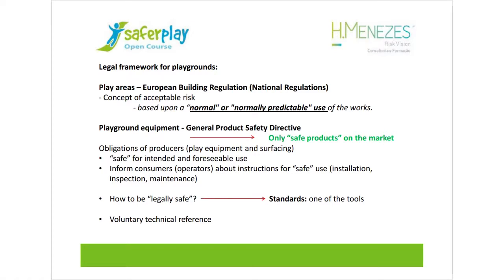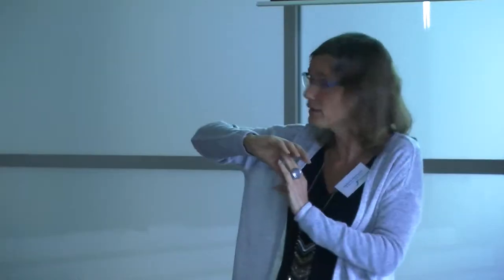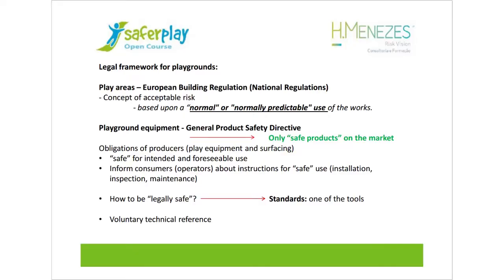Legally, to be safe means that if it is used in an intended or foreseeable way, and we are talking about children, so they will be very imaginative in the way they use it, it will not have an unacceptable risk. And again, we will go into another concept, what is acceptable or not. But what the legislation says is that legally a product will be seen as safe, acceptable, if it follows some kind of standards, or if you can show you had a risk assessment.